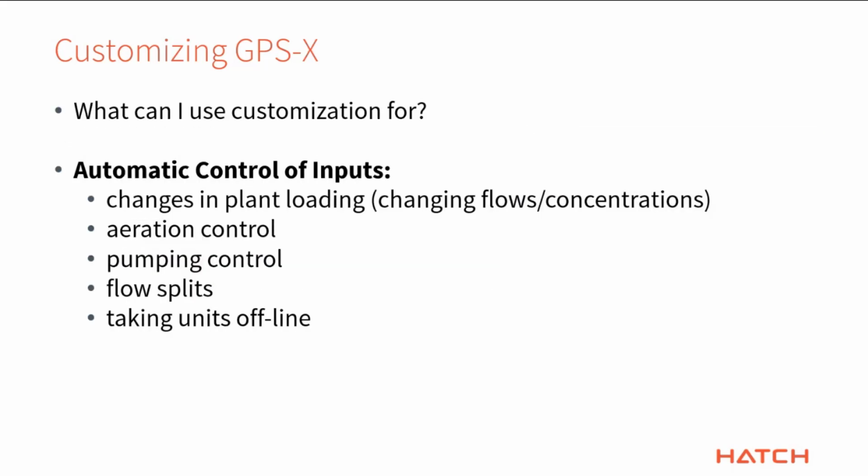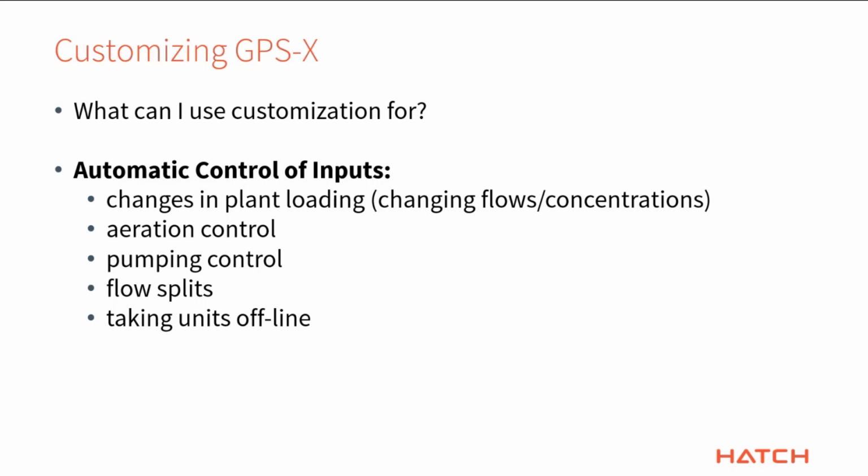So the typical applications of this are to automate the process of doing calculations with the information that comes into and out of GPSX. For example, I'm going to show you an example a little bit later where you can change the plant loading. We can change flows and concentrations. We could calculate them from something. I know we can already do that by reading them from a file and other things too, but this is also an algorithmic approach.